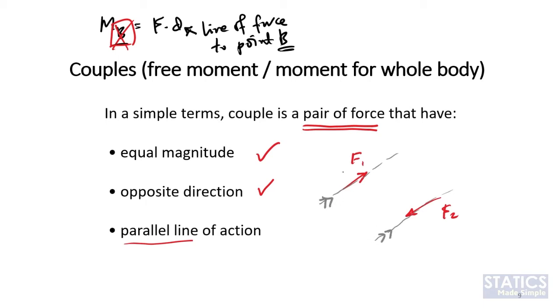So if generally you have these two forces, F1 and F2, they are not coupled. However, if we are saying this F2 is equal to F1, now you have a couple, or a pair of forces, whereby you have two forces with equal magnitude in opposite direction, acting at a parallel line of action. So both of these force lines are parallel.